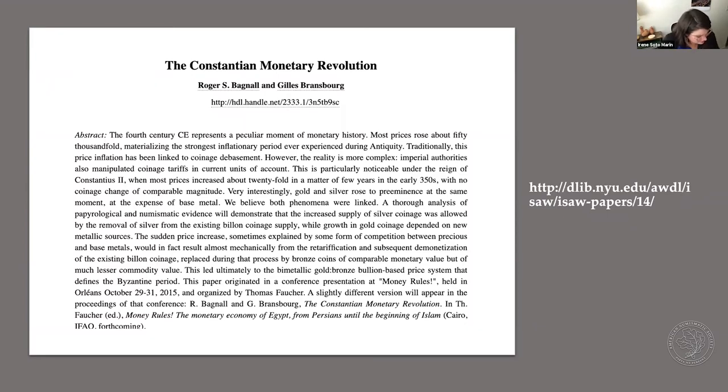Roger Bagnall and Gilles Brandsburg analyzed from both a papyrological and a numismatic perspective the effect of the monetary reform issued by Constantius between 351 and 353. The outlines of price movements and debasement were already set out by Bagnall in his 1985 book, Currency and Inflation in Fourth Century Egypt. But this new study adds price information that has come to light more recently and incorporates a full numismatic analysis of the bronze and the gold currency.